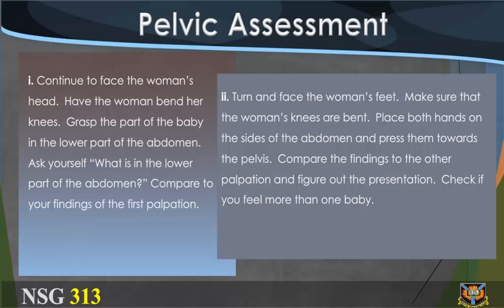2. Turn and face the woman's feet. Make sure that the woman's knees are bent. Place both hands on the sides of the abdomen and press them towards the pelvis. Compare the findings to the other side. Compare the findings to the other palpation and figure out the presentation. Check if you feel more than one baby.